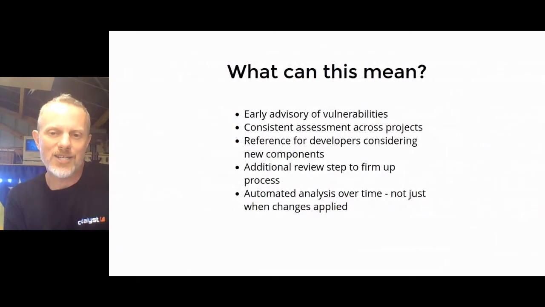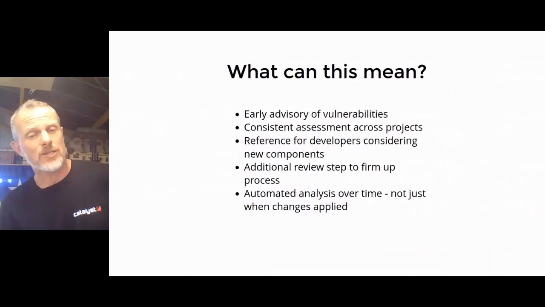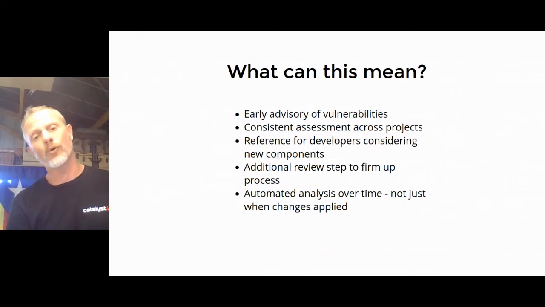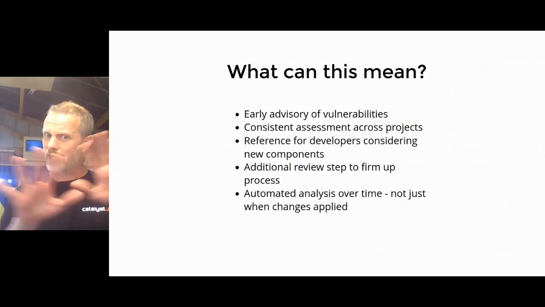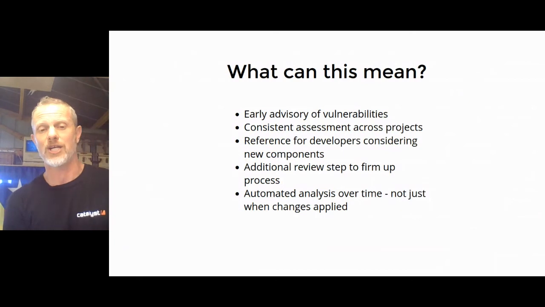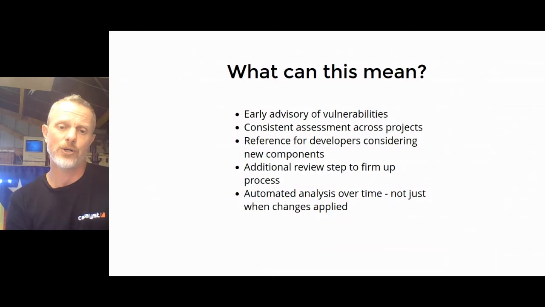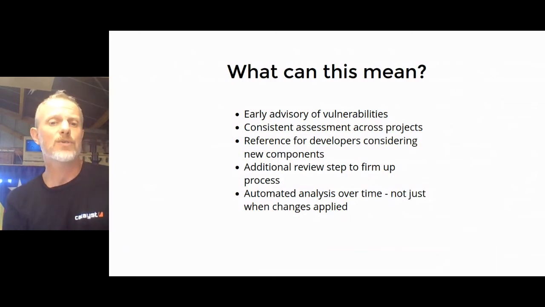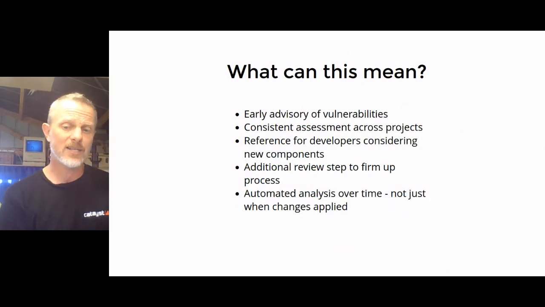So we get consistent assessments across projects. We get a reference for developers so that they can look at the other components that we're already using in different builds, which may help you as an agency if you want to avoid a divergent spread of components being hauled into new projects, and give people visibility on what the other approaches that the same company or organization has been up to. It gives you an additional review step that you can firm up your processes around selecting components, and it gives you automated analysis over time.